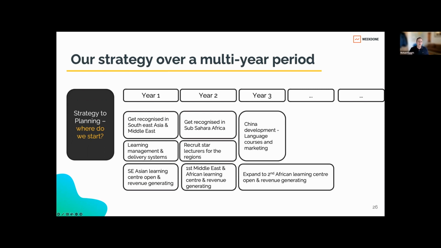Okay. And then maybe year three, we say, well, we know China's a great market for us potentially, but to do it well, we maybe need to do it in Chinese, and that's going to be a significant investment. So let's get the other things done, get them generating revenue, and then we'll move into China. We'll also try to expand into a second African learning center. We believe there's enough geographic diversity and people that could do that.